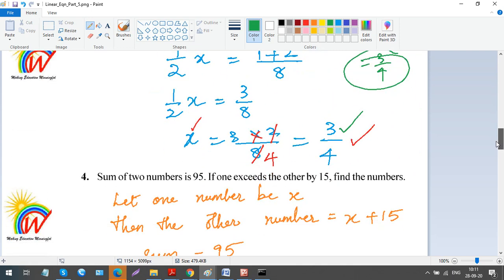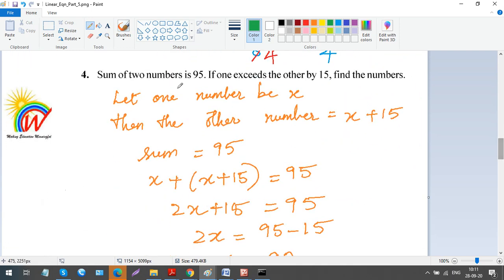Understood? Okay. Now come to the fourth question. See, the second and third you have to solve as homework, okay? Now, sum of two numbers is 95. If one exceeds the other by 15, find the numbers. So again they're saying find the numbers. So you are supposed to find two numbers.